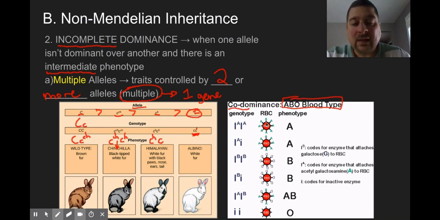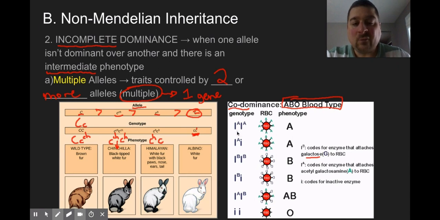Okay, so now the blood type is just determined by these sort of proteins and sugars that hang on the outside of our blood cells that are galactose or acetylgalactosamine, which would be the A. If you have type B blood, you have this galactose attached to your red blood cell. So the RBC is the red blood cell here in the middle.